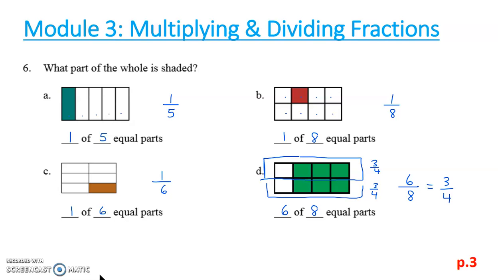And another way to look at this is, can I divide the numerator and the denominator by the same number to get a different fraction, but a fraction that is equal to this? And I can divide 6 divided by 2 and 8 divided by 2, and I get to 3 over 4. So these two fractions are called equivalent fractions. We have 6 out of 8 of the pieces shaded, but that also is equal to 3 out of 4.